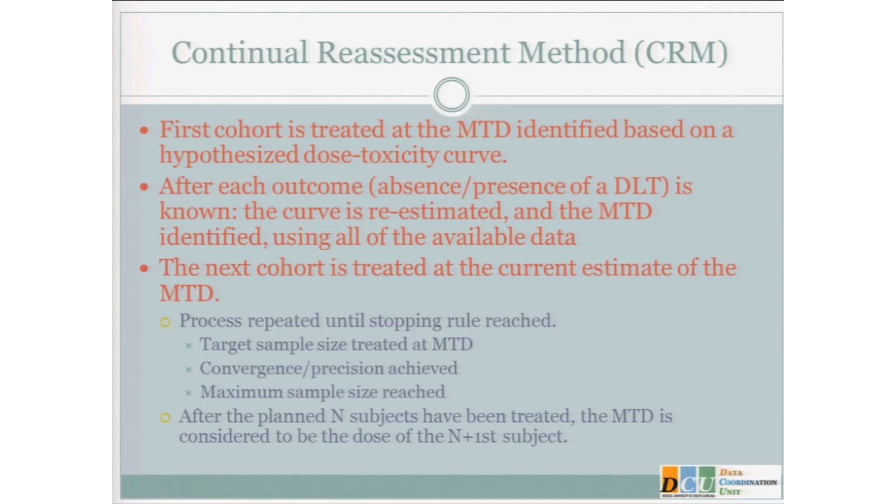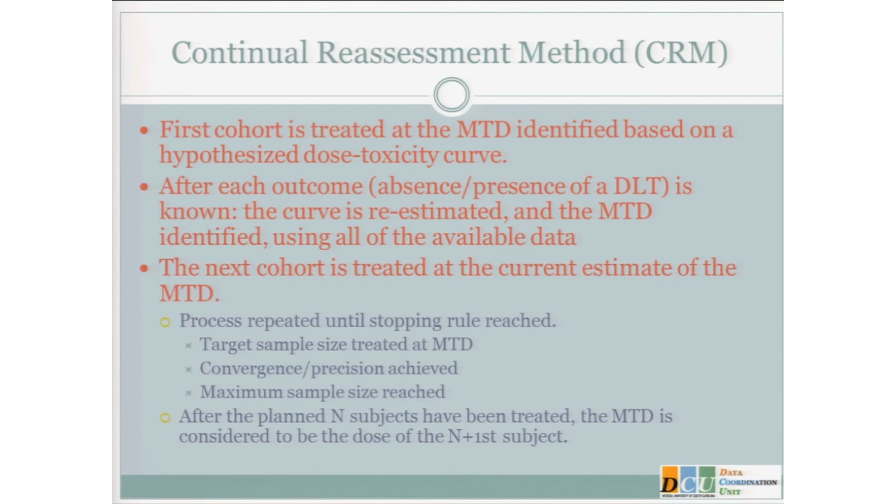So you treat 3 subjects at the maximum tolerated dose that you hypothesize based on that curve. You observe the outcome for those subjects, re-estimate the curve using all of the data, both your hypothesis from the beginning and the data you've just accumulated, re-identify the maximum tolerated dose, and that next cohort of subjects is going to be treated then at the new estimate of the maximum tolerated dose.